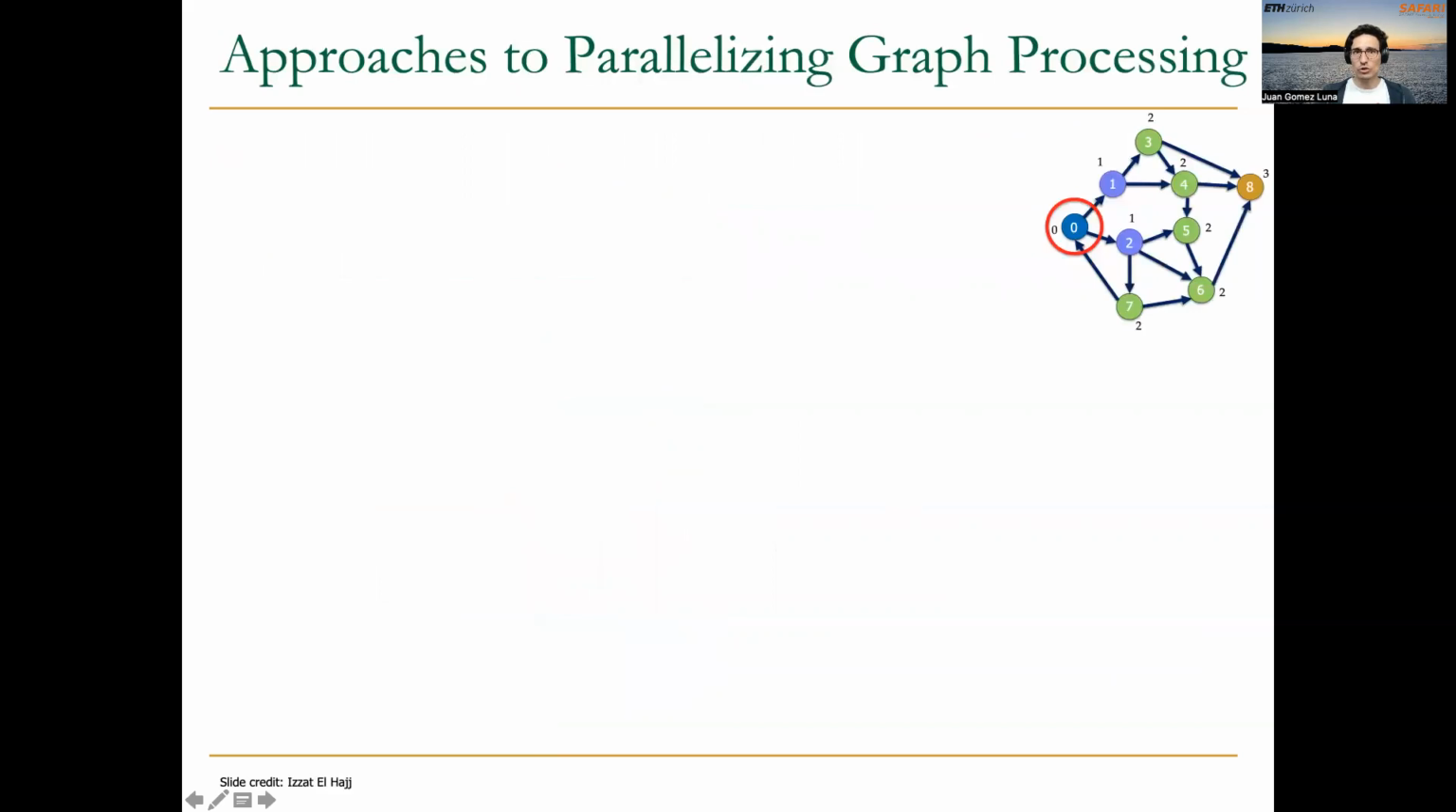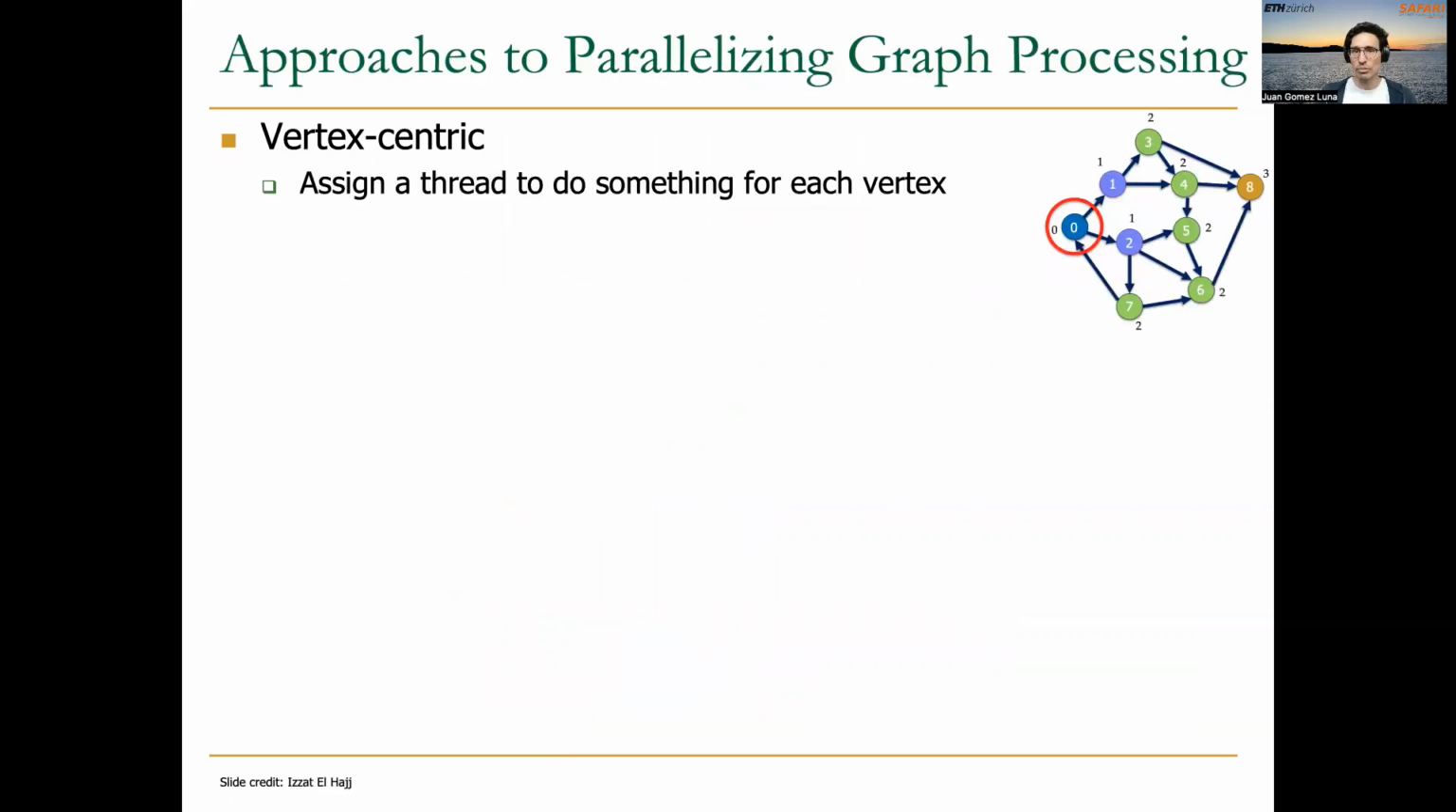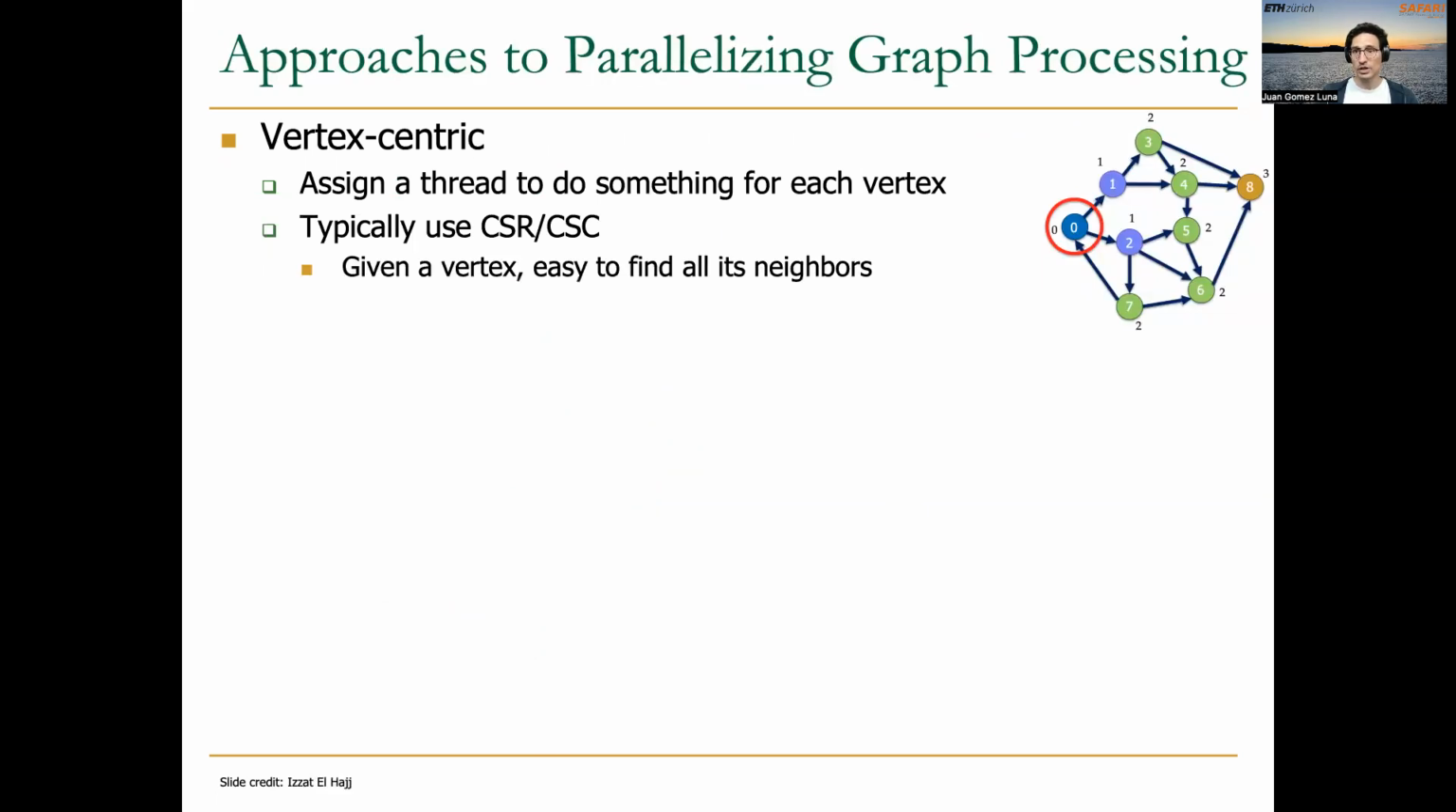There are different approaches to parallelizing graph processing, this computation that we have just seen for BFS. One of them is the vertex-centric approach. In the vertex-centric approach, we assign one thread to do something for each vertex. So we are assigning one thread per vertex, and we will typically use CSR or CSC compression formats for the graph. The reason is that given a vertex with these formats, it's easy to find all its neighbors, and that's what we need to do when we are computing BFS.